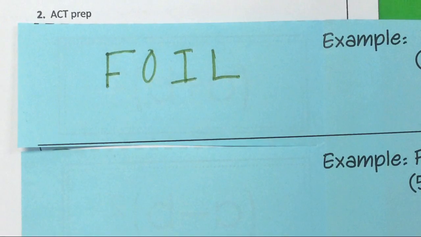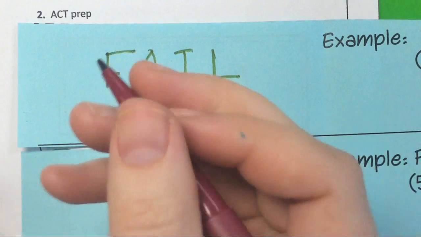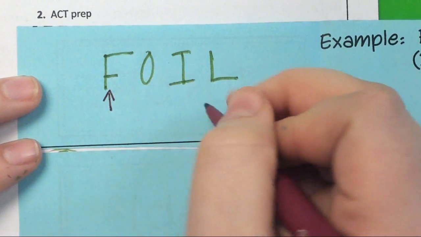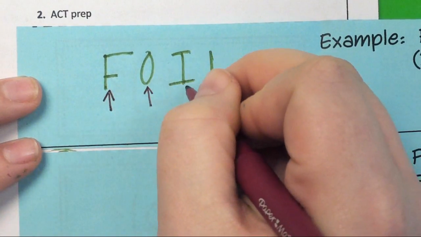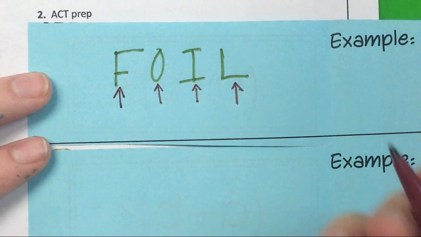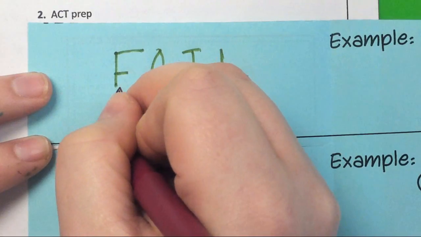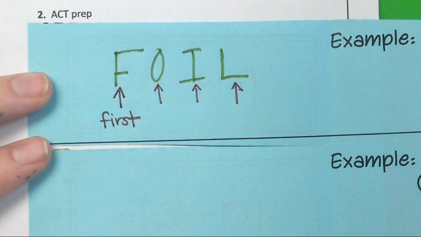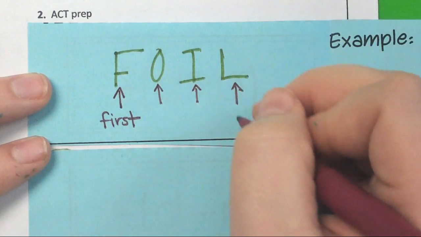No, I know you already know the answers, so don't tell me the answers. Does anyone know what the F stands for in FOIL? Or the O, or the I, or the L? I'll tell you this one. The F is for first. So what does that make the L for? Last.